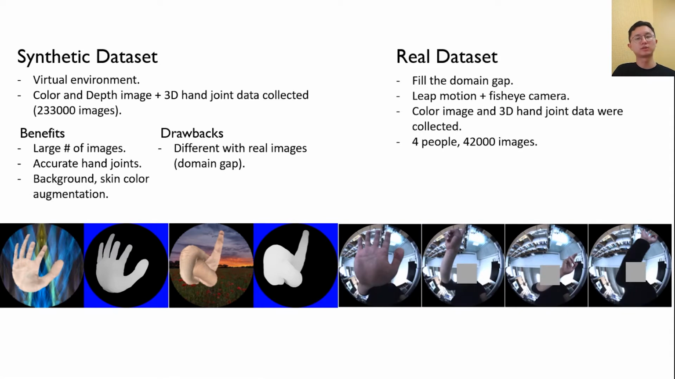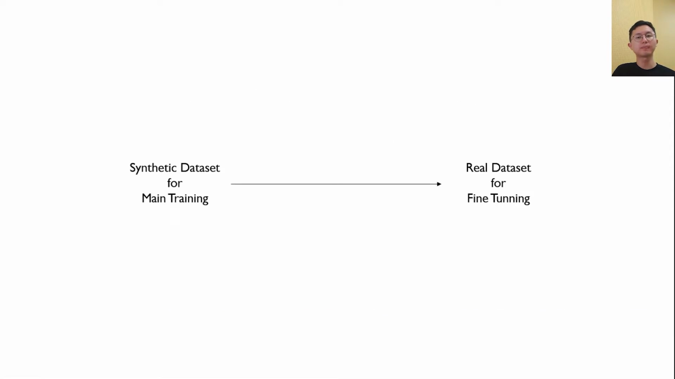It comprises fisheye images and 3D joint data, which was collected with the Leap Motion device and the fisheye camera. We trained the deep learning model with the synthetic datasets first and fine-tuned the model with the real dataset. The former process led the network to learn basic knowledge of the shape of the hand and distortion of the fisheye images. Next, the real dataset teaches the network how the real images are different from the synthetic images.